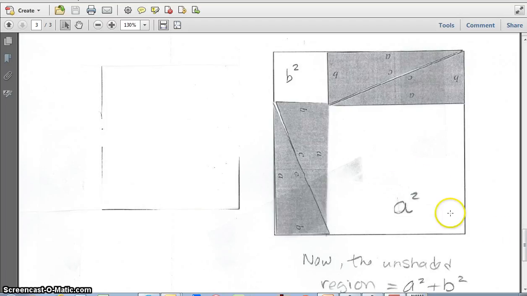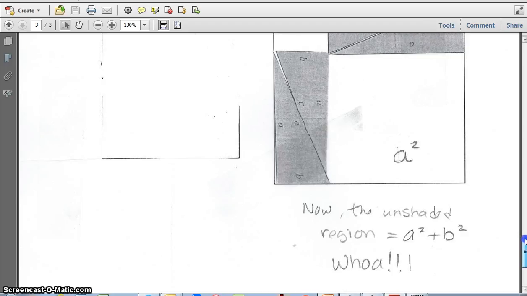But now the area of the unshaded region has a side length of A and A. So we can call this square A squared. And this unshaded area has side lengths B. So we can call this area B squared. So the area in this representation of the unshaded region is equal to A squared plus B squared.